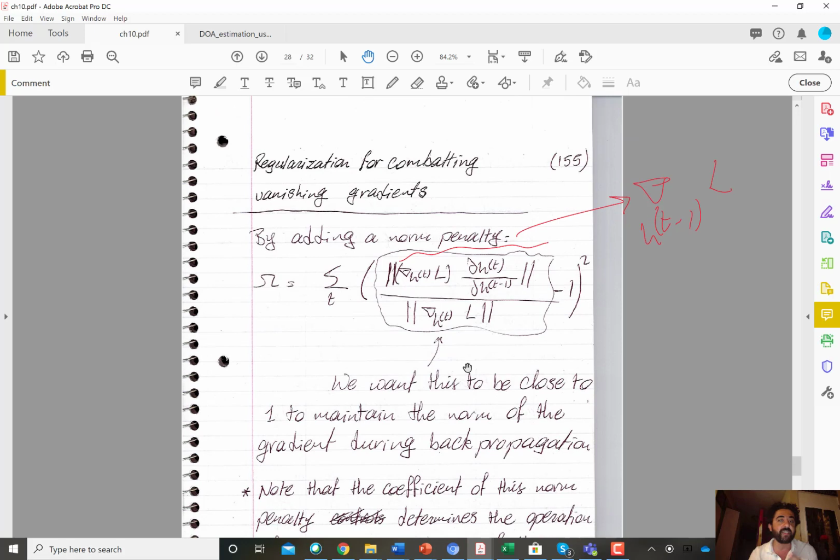Now that penalty will make you move in a different direction than the direction of the gradient that is vanishing. So that's important to note. When we deal with exploding gradient, we maintain the direction, but we clip the norm. When we deal with vanishing gradient, we are actually changing the direction to another direction where the norm remains the same after back propagation. Sounds good?